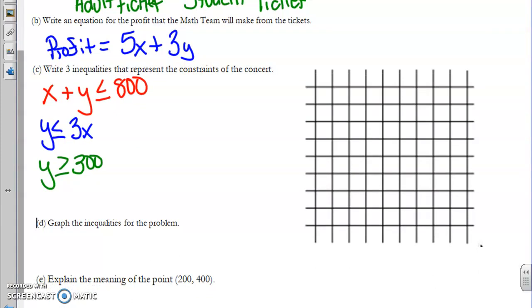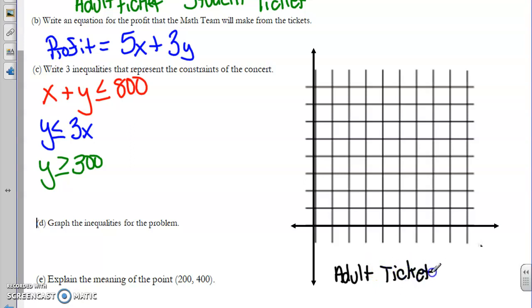So we want to darken our X and Y axis. And then we want to label our X and Y axis. We already know that X was adult tickets, and Y was our student tickets. And we need a title, and we will call this Fall Festival.